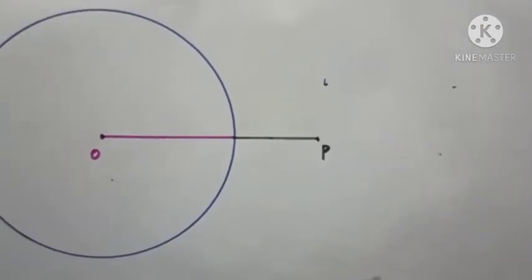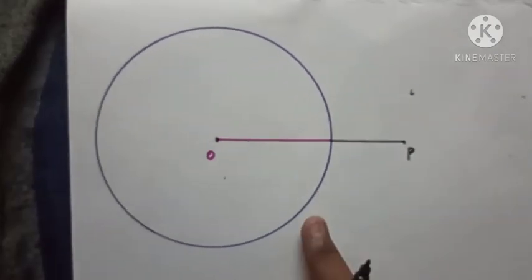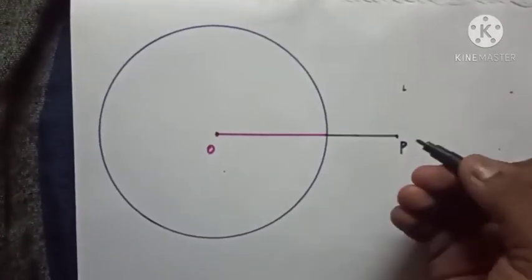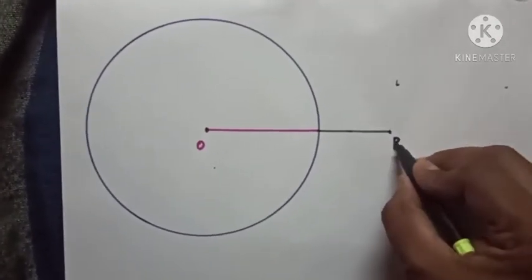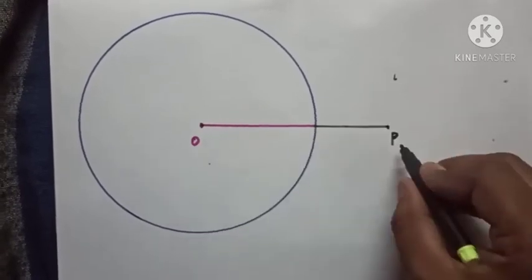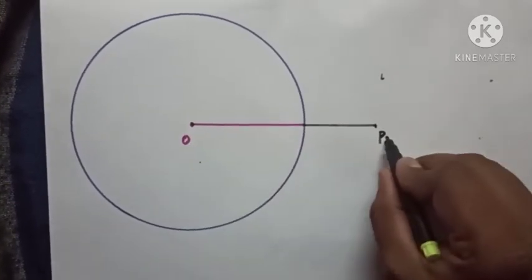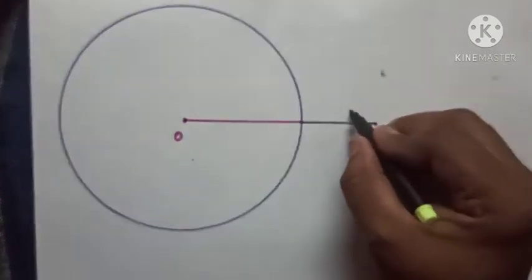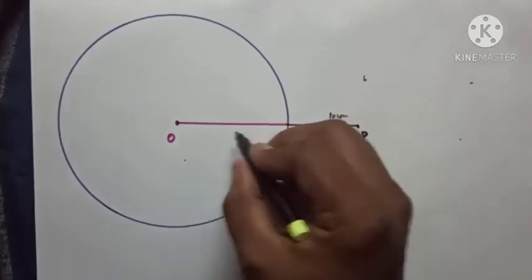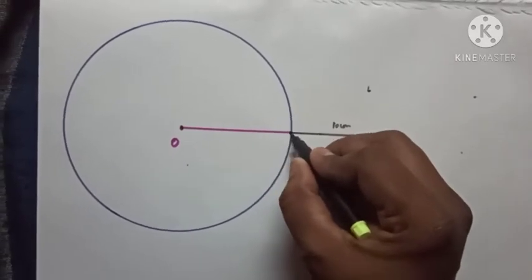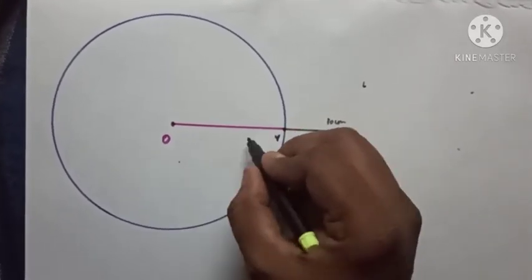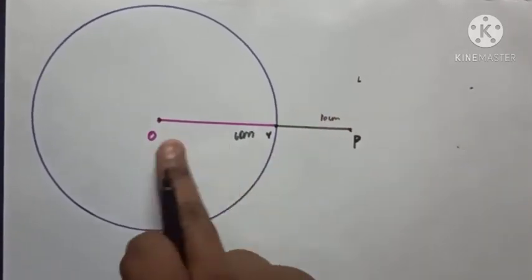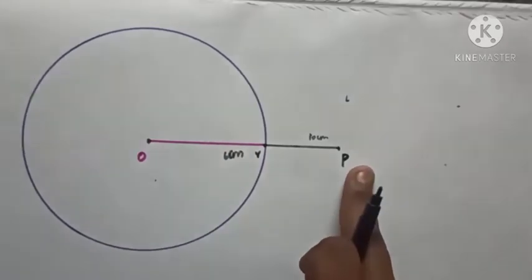So first, we take a 6 centimeter radius and draw one circle, and next we take point P away from the center up to 10 centimeters. The value of OP is 10 centimeters, and this is the radius. We take OR, so OR is 6 centimeters. OR is the radius and OP is the line.